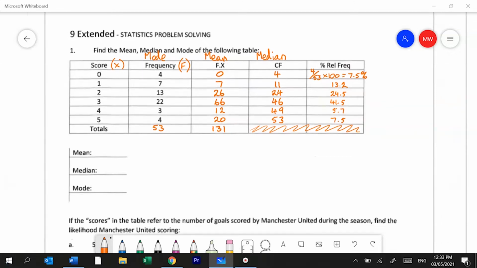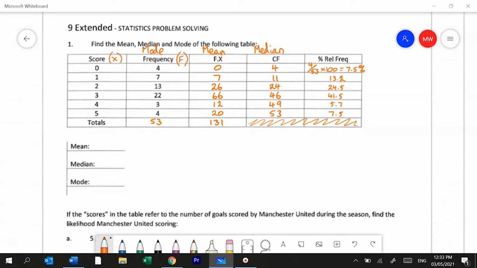So to calculate the mean, what you need to do is take the fx total and divide it by the frequency total. In other words, in this case it will be 131, so I'm taking that from here, and I'm going to divide it by 53, which I'm taking from here. Use your calculator, and that will give you the answer 2.47.